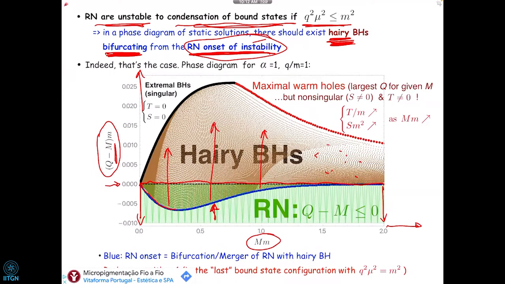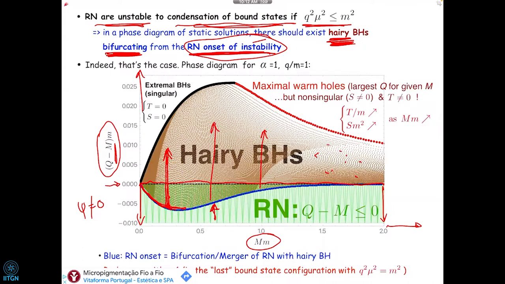Now, these hairy black holes have an interesting property. Naively, we would expect that these hairy black holes would exist starting from the onset of the instability, where they merge. So onset of the instability means that at this onset, the scalar field is zero. If the scalar field is zero, the hairy black hole must necessarily coincide with the Reissner-Nordström black hole. But then as we move up, for example, what is happening is that phi is increasing, is non-zero, and is getting bigger and bigger as we go up.